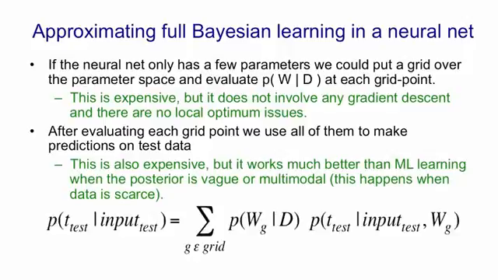So the way we predict the test output, given the test input, is we say the probability of a test output, given a test input, is the sum over all grid points of the probability of that grid point, given the data and given our prior, times the probability that we would get that test output given the input and given the grid point. In other words, we have to take into account the fact that we might add noise to the output of the net before producing the test answer.